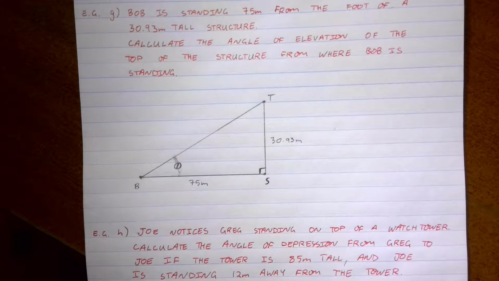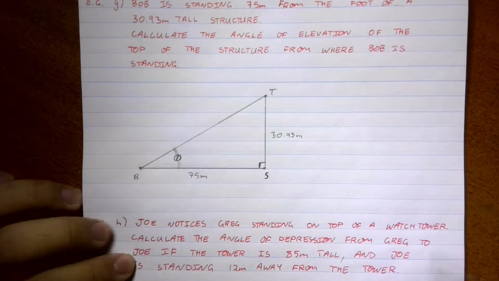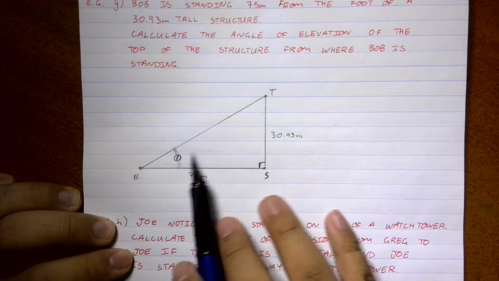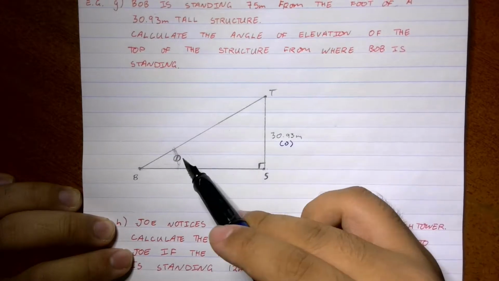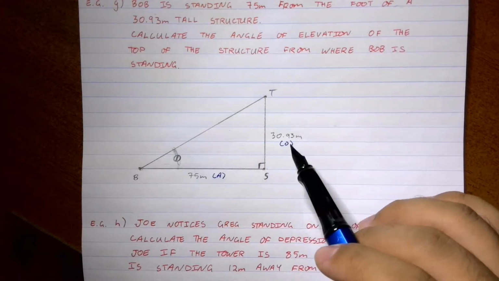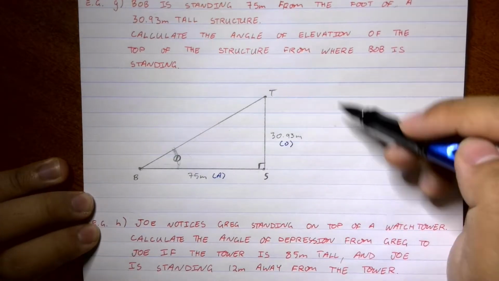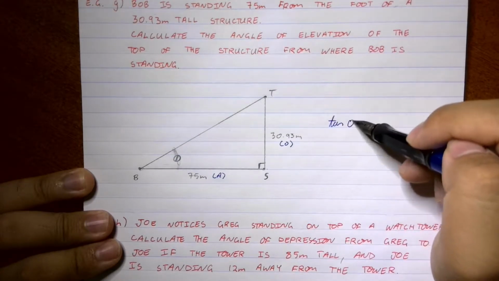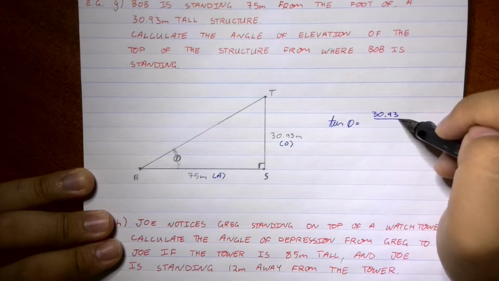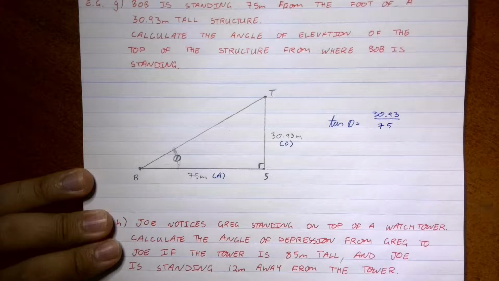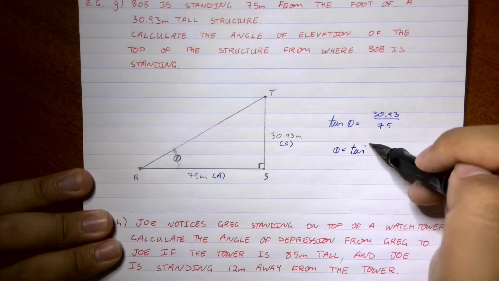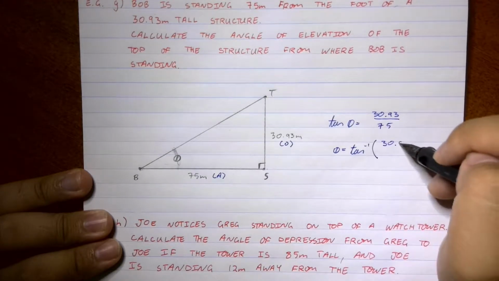Now let's go about using trigonometry to solve this question. From the reference angle, we have an opposite and an adjacent, so we use tan. Tan theta is equal to opposite over adjacent, 30.93 over 75. Using inverse trigonometry, theta equals tan inverse of 30.93 over 75.